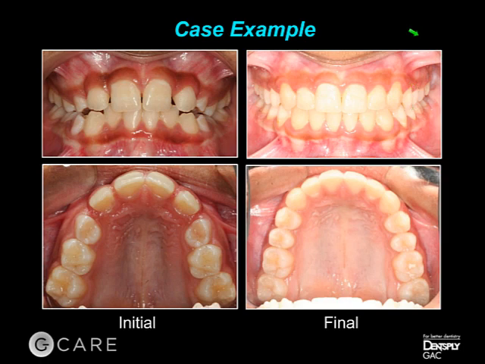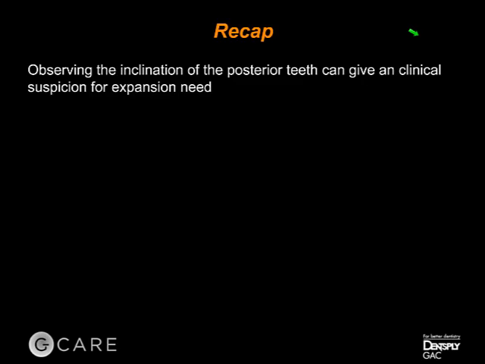So to recap, this is one of the main points that I want you to take away from. Even if you don't have the ability to use the CBCT method to measure the actual expansion, you can look at the inclination of those lower posterior teeth, and this can give you a clinical suspicion if there is possible need for an expander. Then you can go and look at your models and do measurements to see what the true expansion need is.